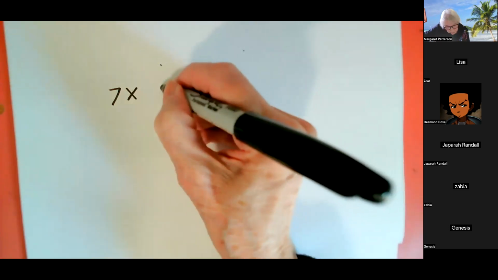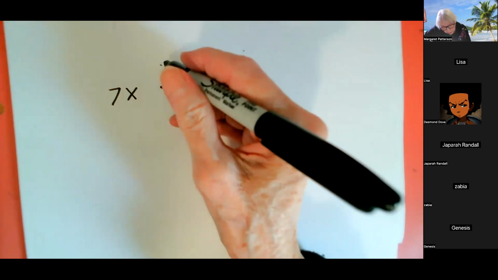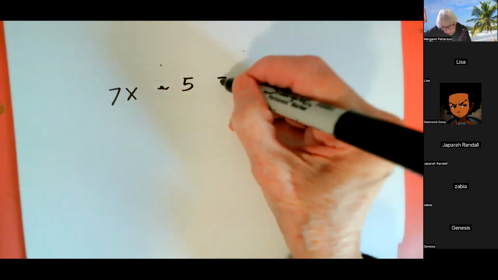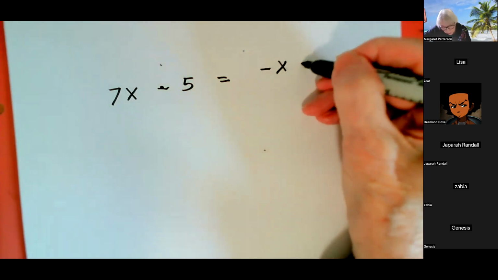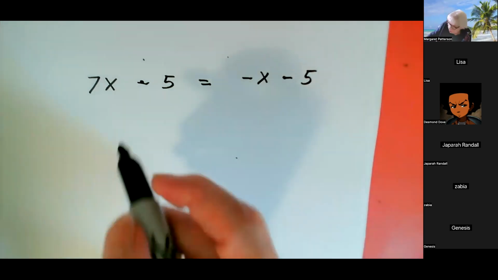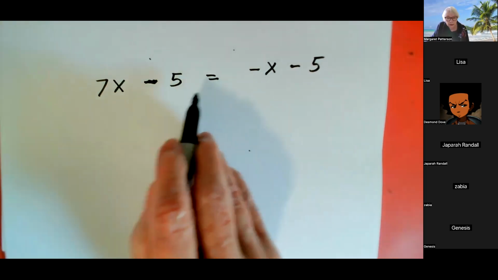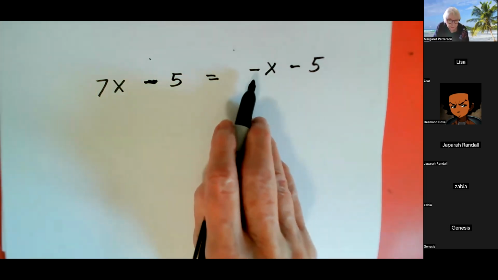7x. Subtract 5 equals negative x minus 5. Okay. That's a minus. Here's the equal sign. X is over here, X is over here, major problem.